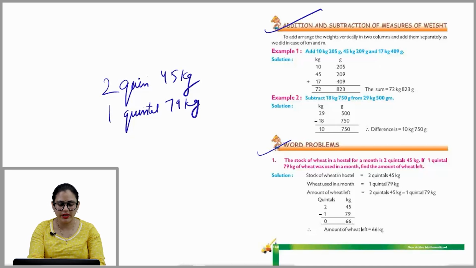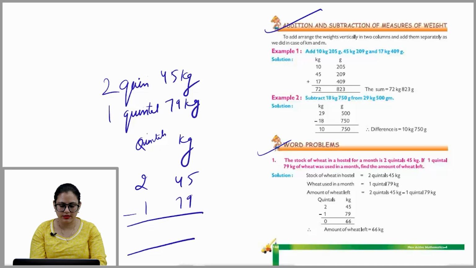What will you do? You will make two columns, one for quintals. Do not write Q, you will have to write this. Okay, then we'll subtract, and after subtracting we will get the answer of how much wheat is left, and 66 kilogram wheat is left.